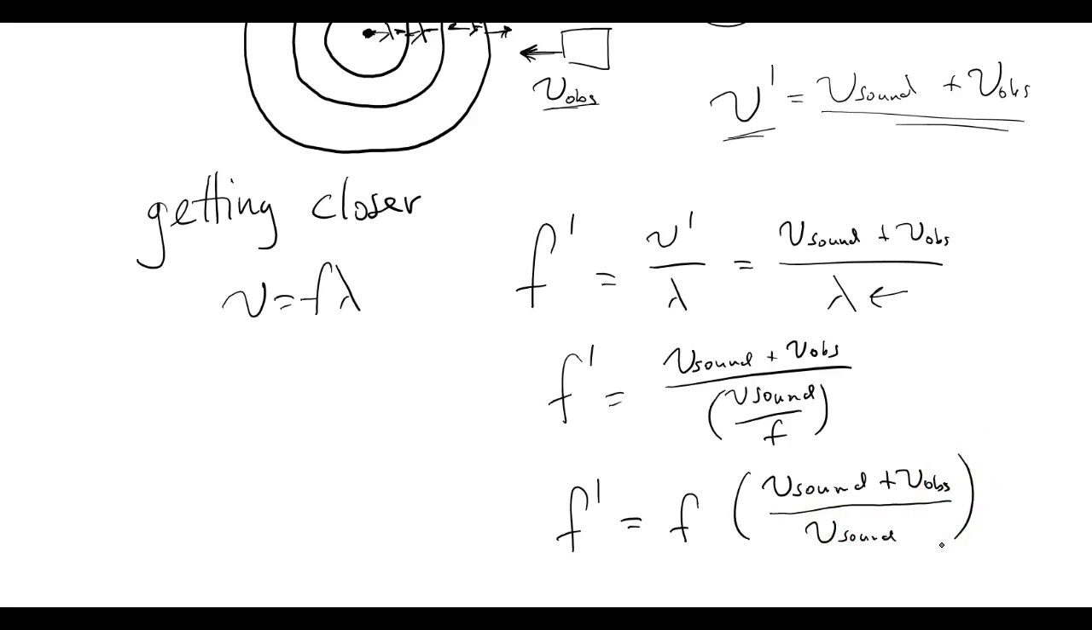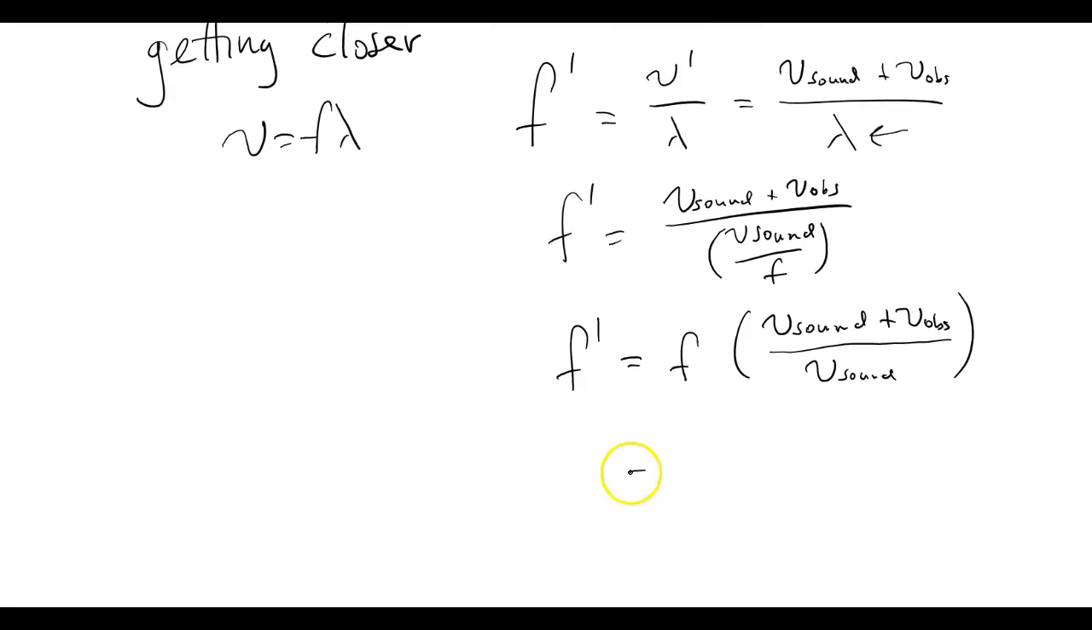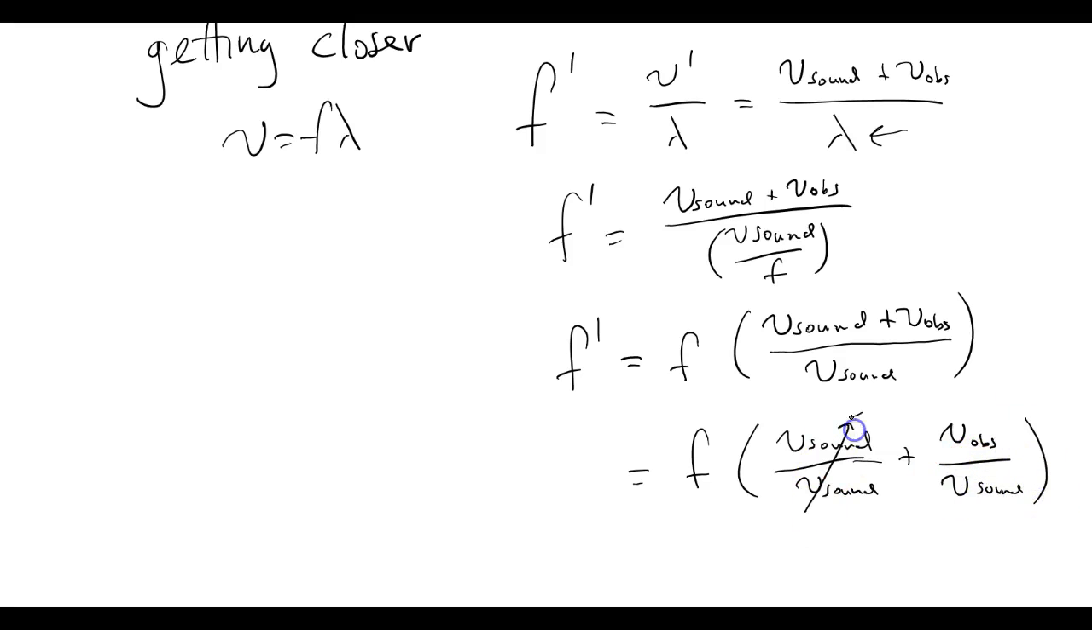And so I could rearrange this as f times v sound all over v sound, and remember, this is the velocity of sound in the medium that we're in, in this case air, plus v of the observer, that's the person moving here, divided by v sound. I just did a little algebra right there. This becomes 1. And so I get the actual frequency times the quantity 1 plus v observer all over v of the sound. That is f prime.